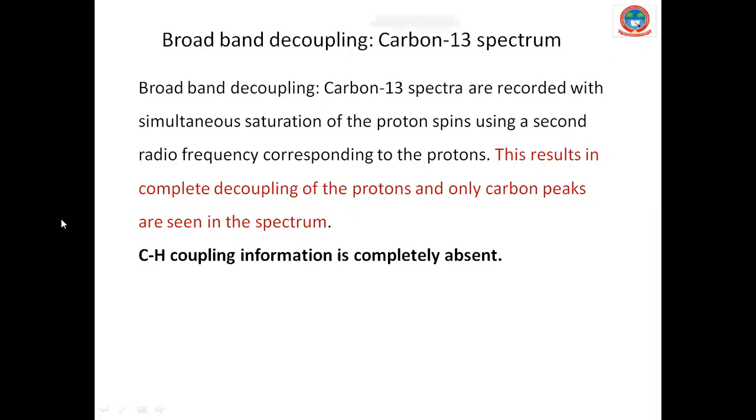Broadband decoupling will remove all the types of coupling between the carbon and the hydrogens directly attached to that carbon, and long range hydrogen also. See this molecule before you. What is that molecule? Anyone from you? It is a glucose. It's a D-glucose, and it is an alpha D-glucose.